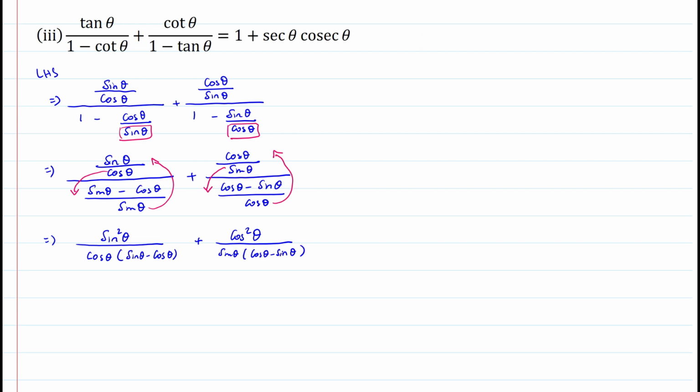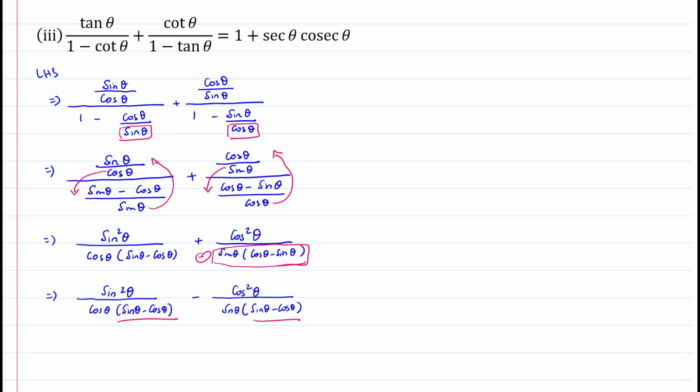Now, what we can do is, in this one, we can take the minus sign outside. Okay, so if you take the minus sign outside, this one will become sin square theta divided by cos theta into sin theta minus cos theta, minus cos square theta divided by sin theta into sin theta minus cos theta. So, if you see here, you have these two terms common, therefore, we will take them outside.